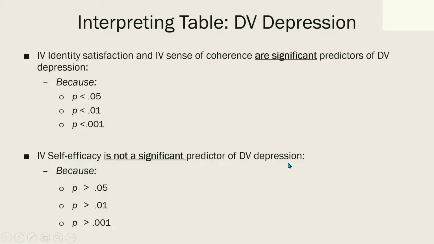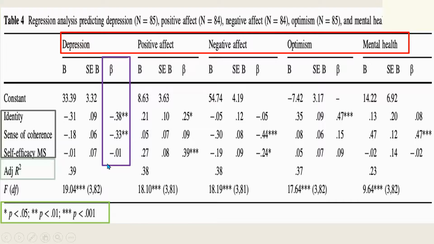All right, and this is just a slide giving more of a visual example as a reference for how to format your interpretation. You can see that the independent variables of identity and sense of coherence are significant predictors of depression because of those p-values. And then self-efficacy, if we go back and look, even though it has a -0.01 beta, there is no asterisk by it, which indicates that it's not statistically significant. There is no p-value less than 0.05 at the very least.